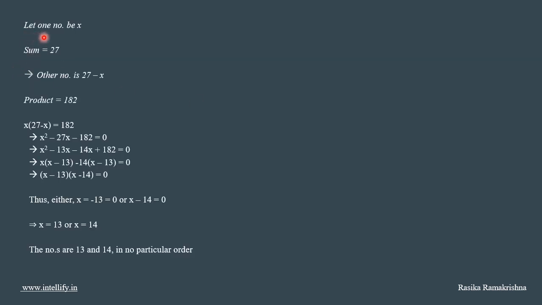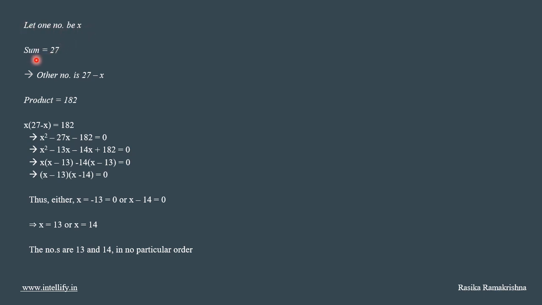Alright, so here we're given two numbers whose sum is 27 and product is 182, and we obviously have got to find these two numbers, right? So why else are we going to be given any information about the numbers? Since we've got to find the two numbers, let one number be x. Whatever we've got to find is what we will assign the variable as, right? So let one number be x.